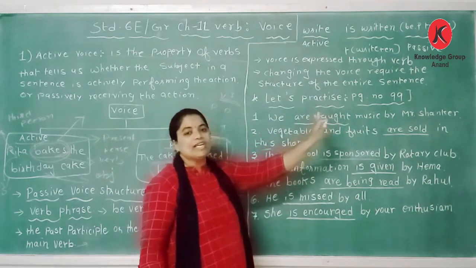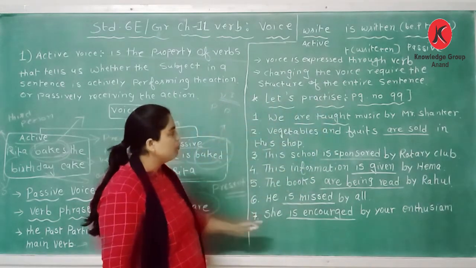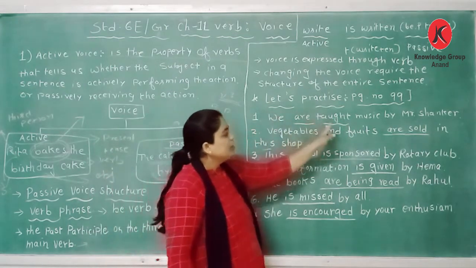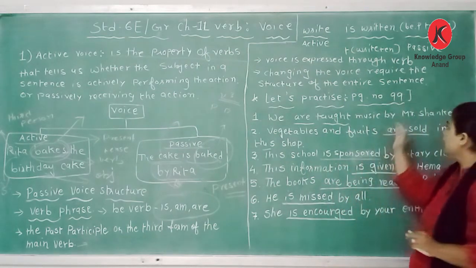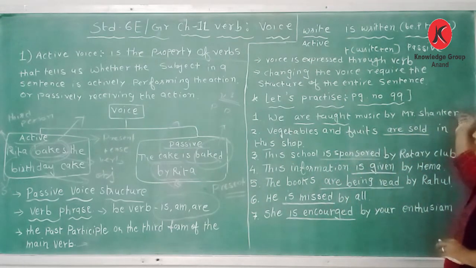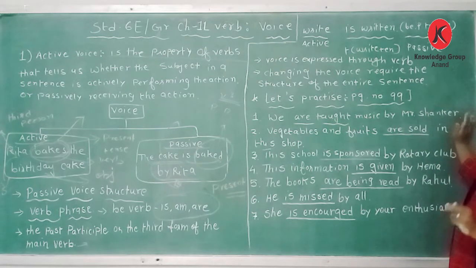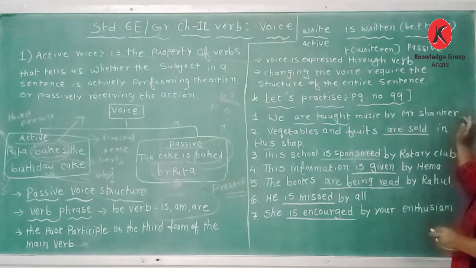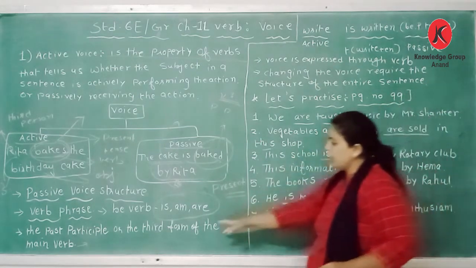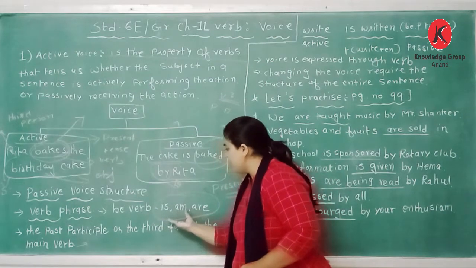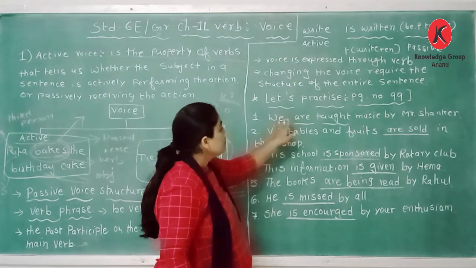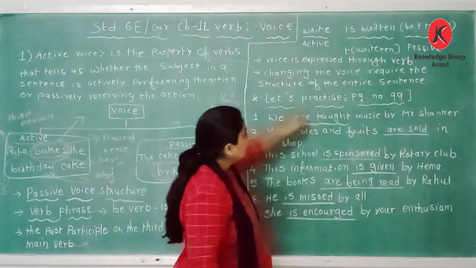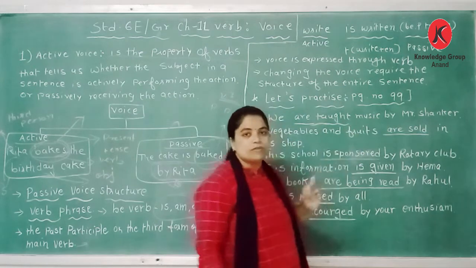Now let us go through the exercise to understand more. We teach music. Mr. Shankar. It is in your book written in brackets: we teach music by Mr. Shankar. Teach is a verb in the simple present tense. We have to change it into the third form plus the be-type verb, that is are. So we are taught music by Mr. Shankar.